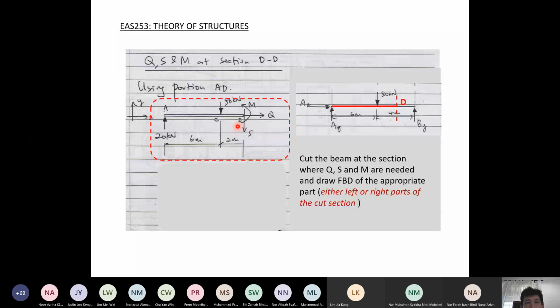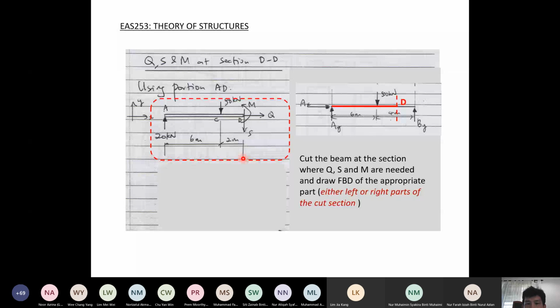And we have set the directions that we want to use consistently. So if we cut here and use the left hand side, Q is pointing like this, S is pointing downwards, M is counterclockwise. This one we will come back to later on. So it is important to indicate, whenever you have cut through a section, the 3 internal forces in the direction that we agree on, so that the calculation results become consistent.